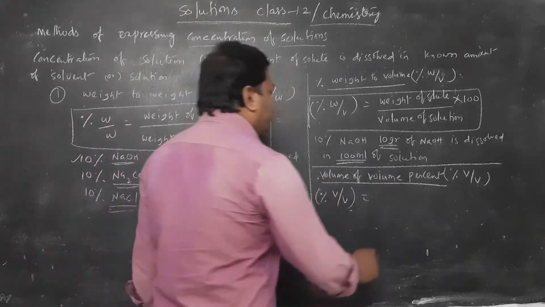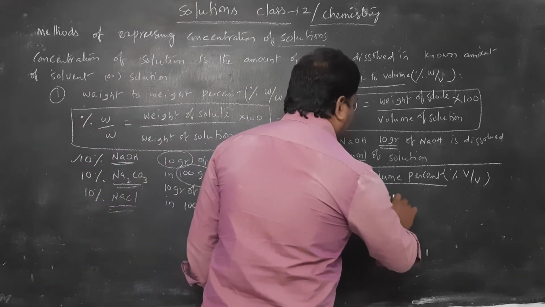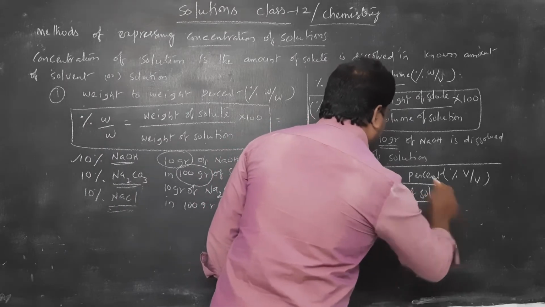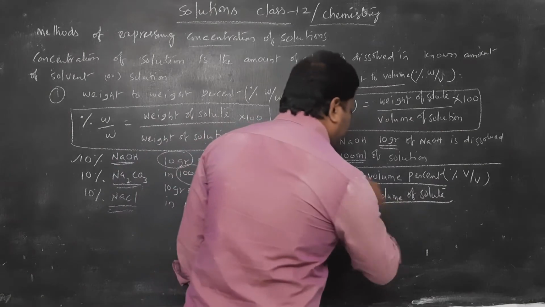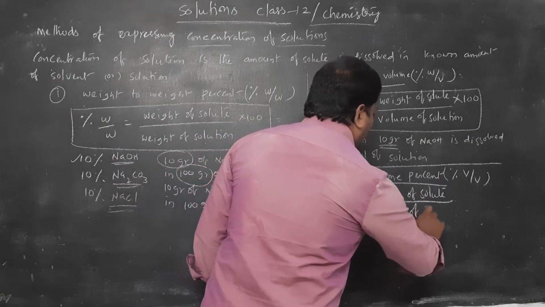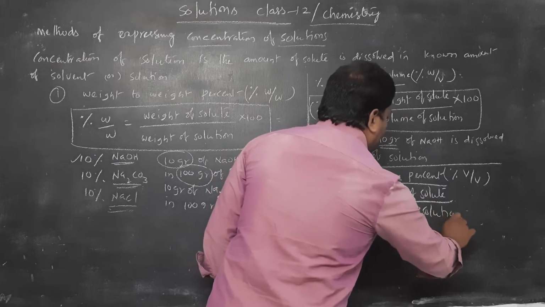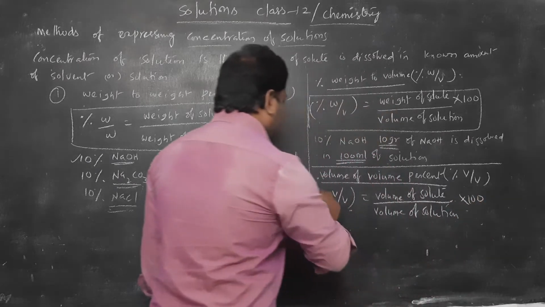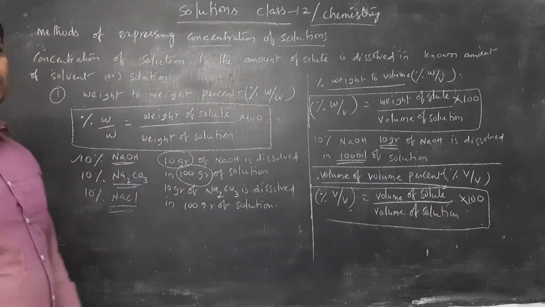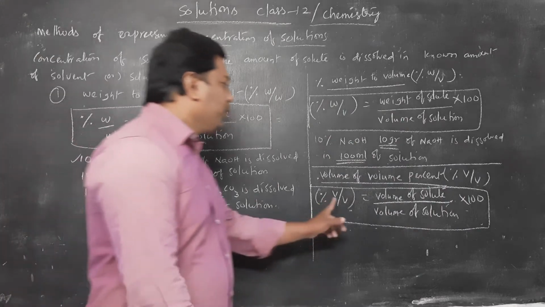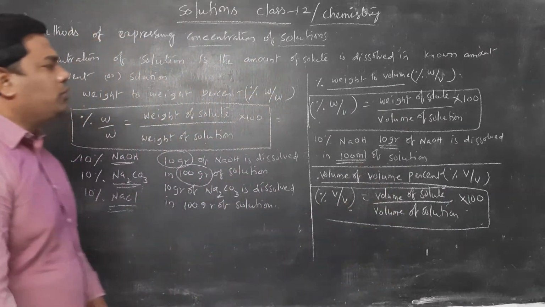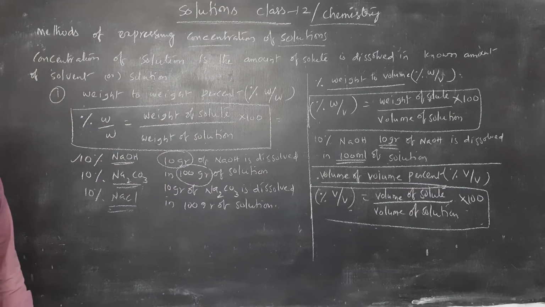volume of solute divided by volume of solution into 100. So this is the formula in the case where both solute and solution are in liquid form only. So that is volume of solute divided by volume of solution into 100.